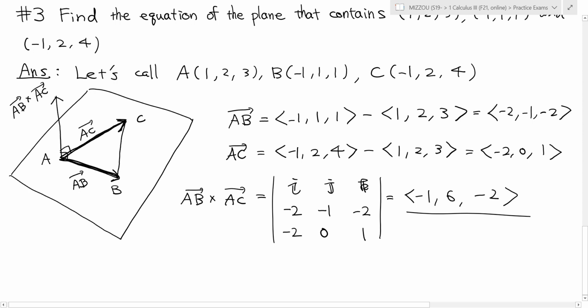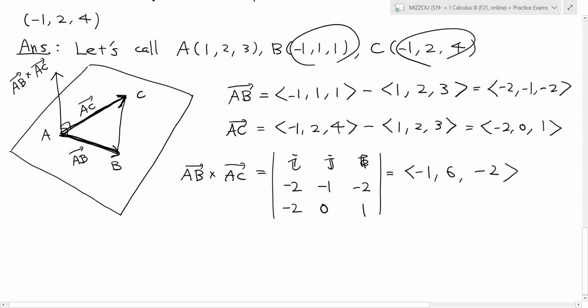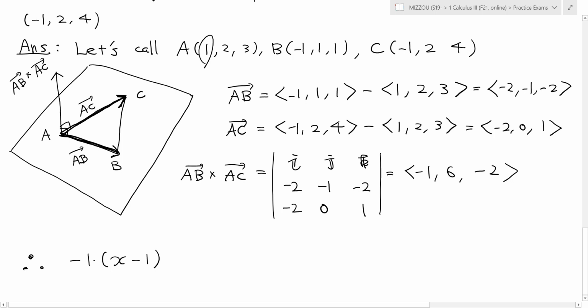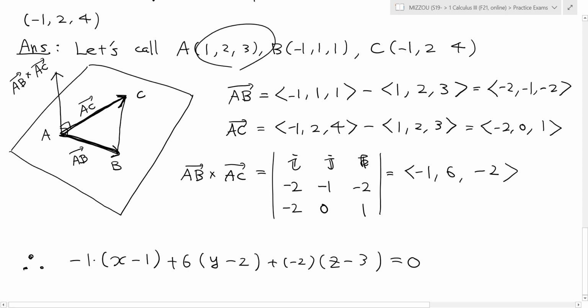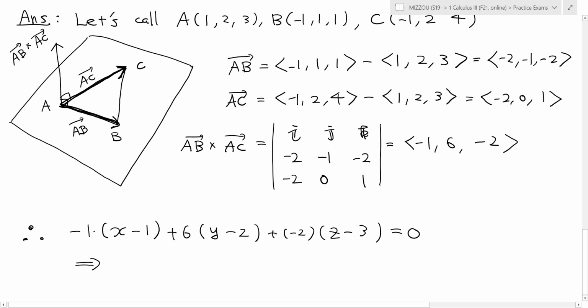All right, so this we use as our normal vector, and as a point the plane goes through, we could use 1, 2, 3. It doesn't matter, you may use this one or this one. And then that means the equation for the plane is given by negative 1 times x minus 1, plus 6 times y minus 2, plus negative 2 times z minus 3, and that is equal to 0. What you see here comes from the normal vector, and you subtract the coordinates of the point from each variable like this. And then if you simplify this, you are supposed to get x minus 6y plus 2z plus 5 is equal to 0.